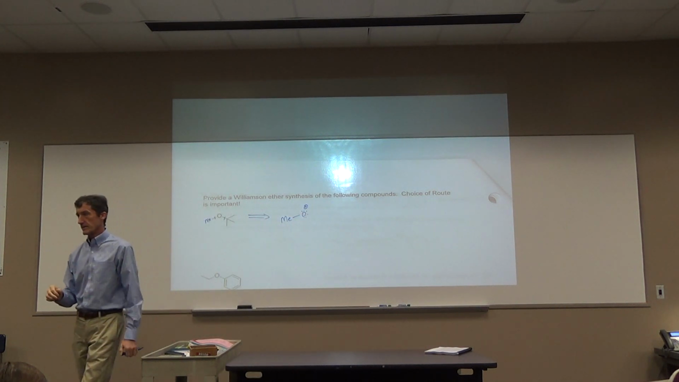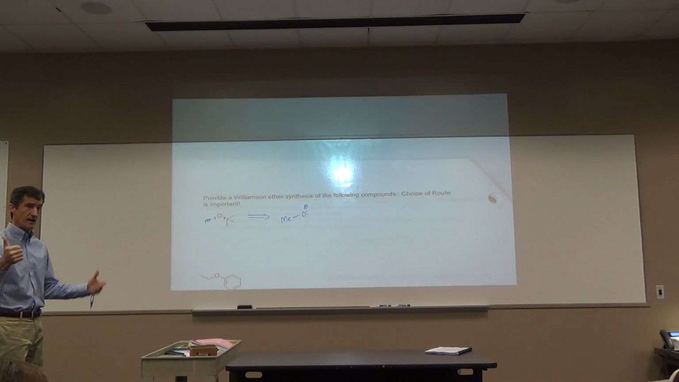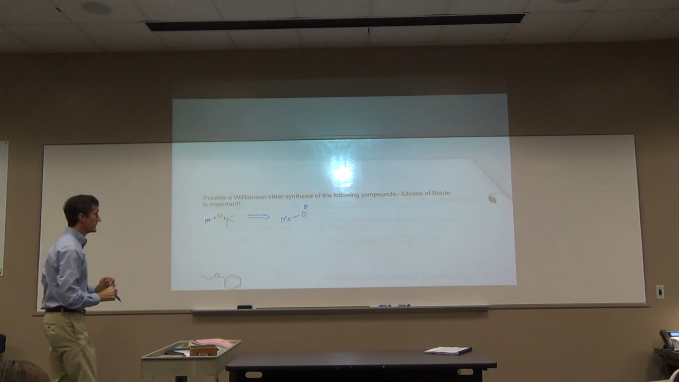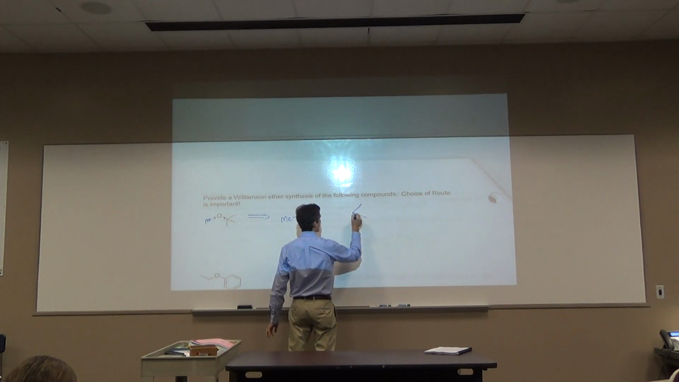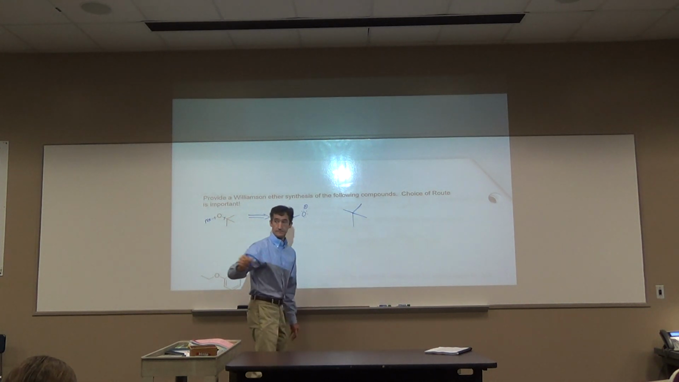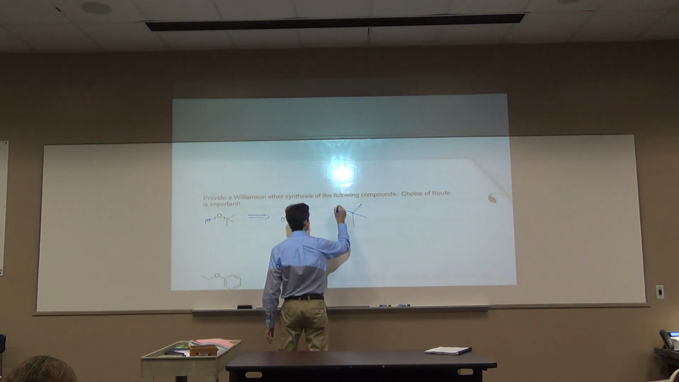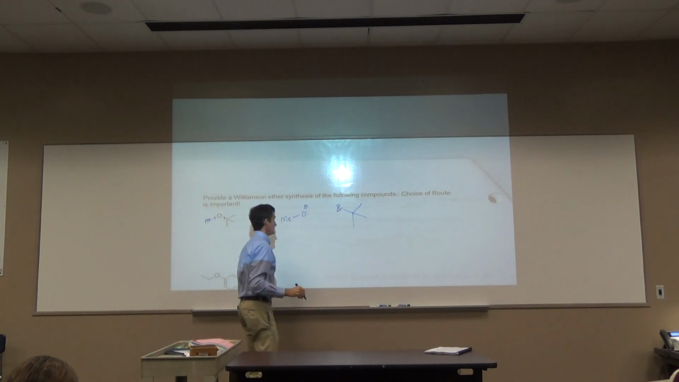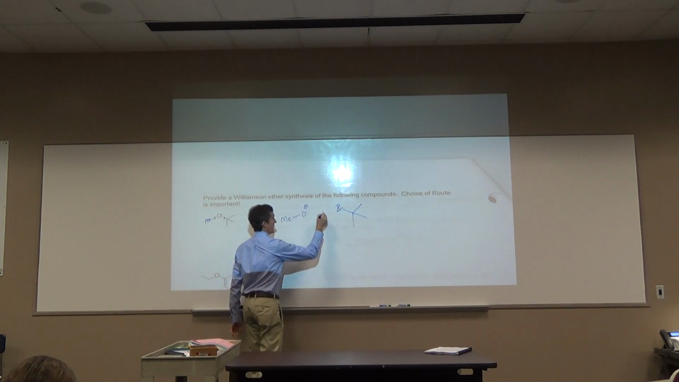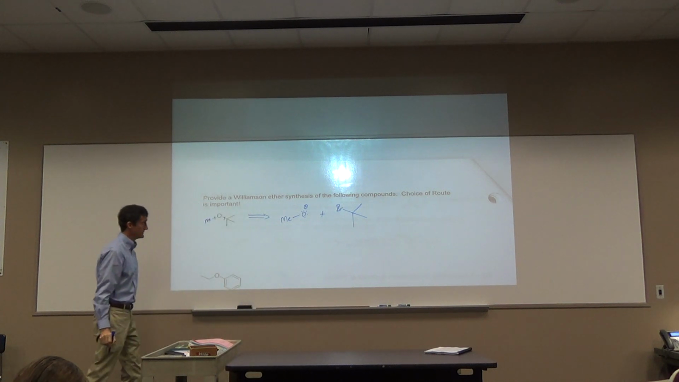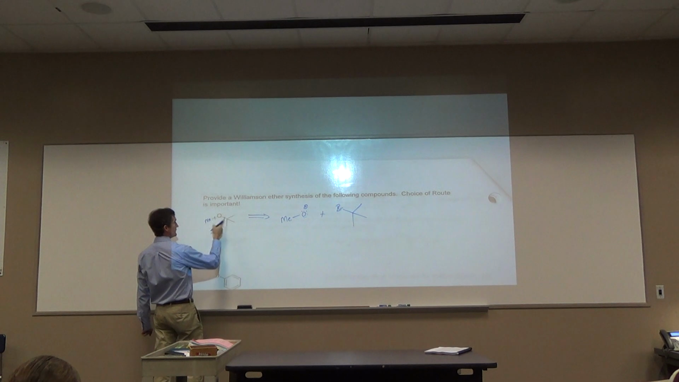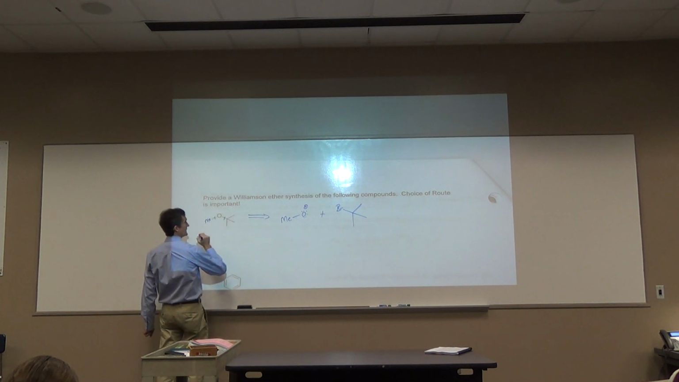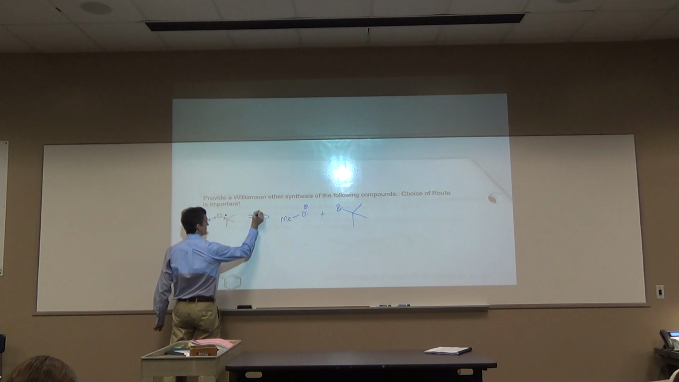Williamson ether involves what? O minus is the nucleophile and a carbon with a leaving group, right? We go back to that O minus plus, what's your favorite leaving group? Bromine? Okay, we could go back to that. Or that would be breaking, that would be making which bond? Potentially, theoretically. That one there?